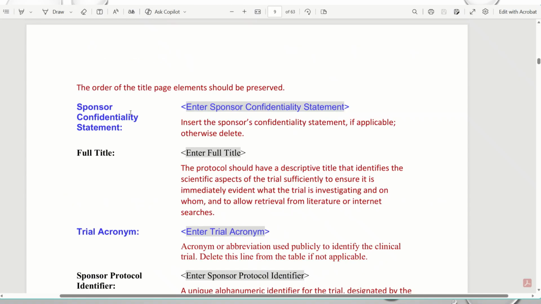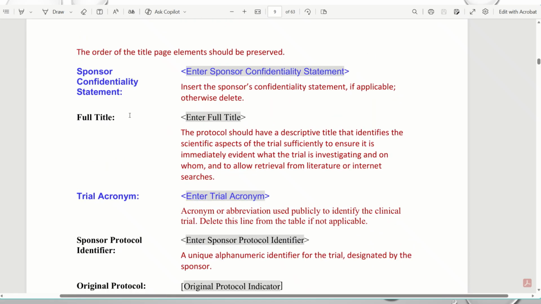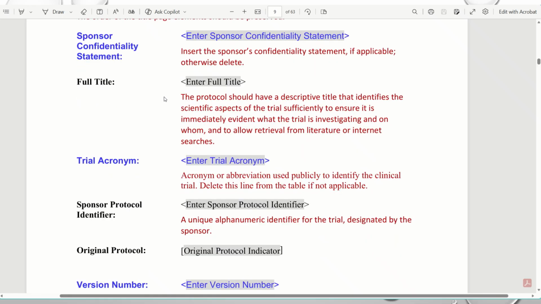So this is the information. You have your sponsor confidentiality statement, if you want to have one. You have your full title. Now your full title is important because it needs to be descriptive enough to identify the scientific aspects of the trial sufficiently to ensure that it is immediately evident what the trial is investigating and on whom, and will allow for retrieval for literature or internet searches.